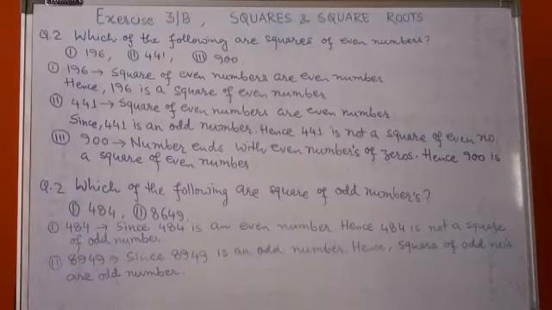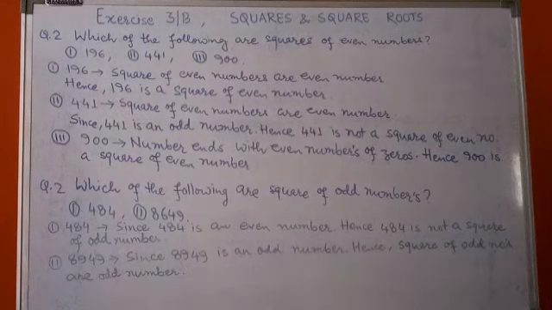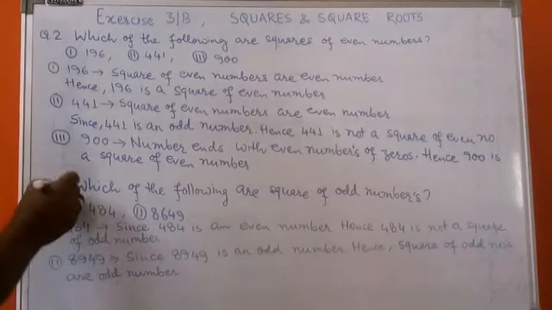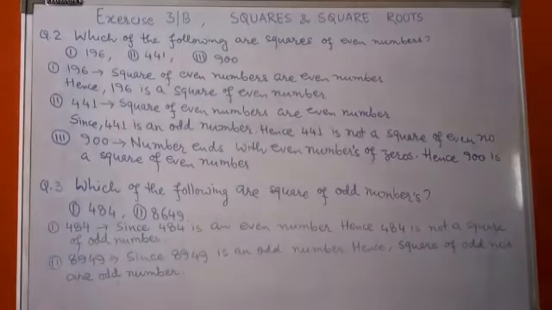Now question number 2. These questions are based on the property that squares of even numbers are even numbers, which we have to apply in question number 2. In question number 3 we have to apply the next property, that squares of odd numbers are odd numbers.